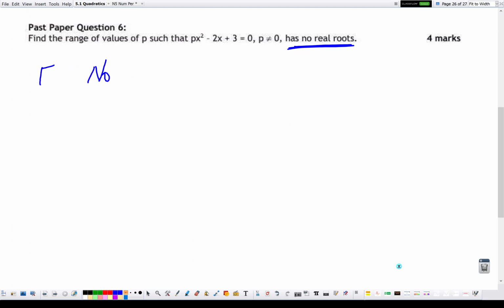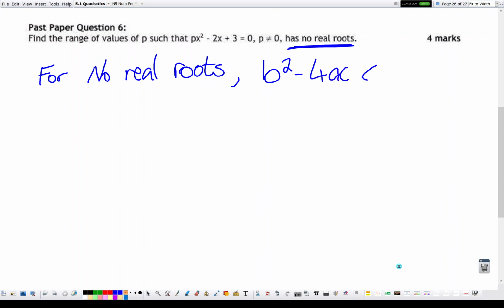For no real roots, that means that the discriminant b squared minus 4ac has got to be less than 0. Okay, that would be the graph where we have the quadratic and it doesn't cut the x-axis. It doesn't have any real roots. So that's what we have to state. Using that knowledge that this quadratic has no real roots, that means that the discriminant must be less than 0.